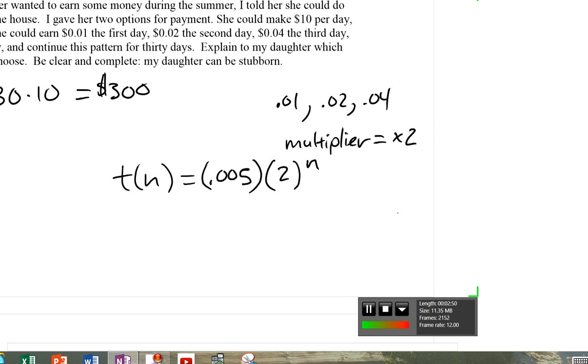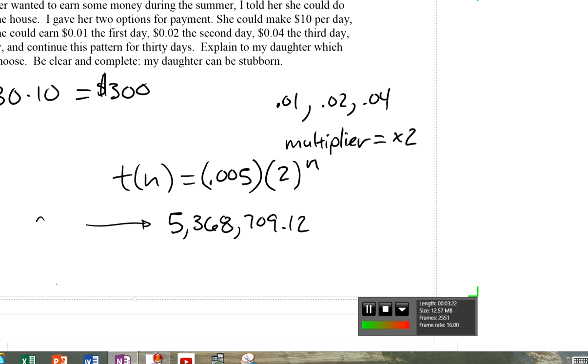Now, I did do some calculations with that, and I think I probably have the wrong number. Let me go ahead and plug that in now. So if I go 0.005 times 2 raised to the 30th power, my calculator tells me that's $5,368,709.12. And by the way, that is only what she gets paid on day 30. If I want to figure out how much she would earn for all the days combined, I would have to add all the other ones up.